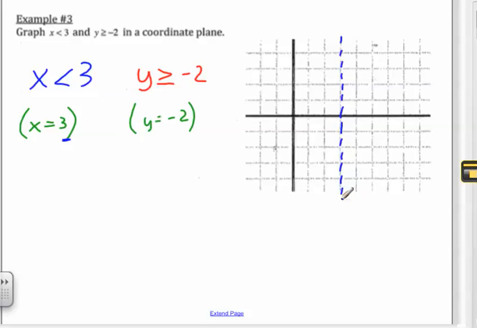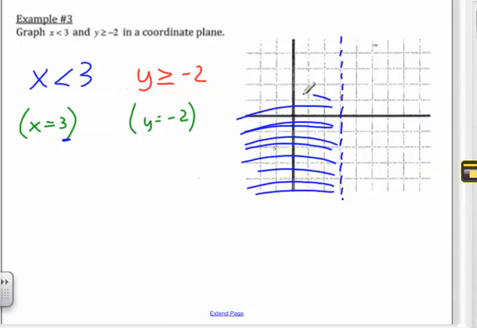Okay? Now why did I dot that, Dane? That's right. The reason I dotted it is because it doesn't have an equal to sign down here. So it cannot be equal to the line. It just has to be less than the line. All right, so I'm going to shade over here. This is where we have x's that are less than 3. All right, so I've shaded over there.